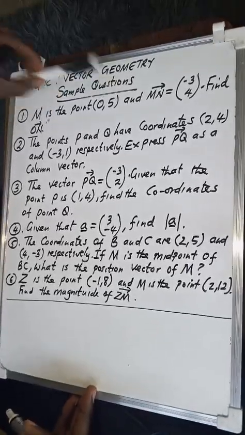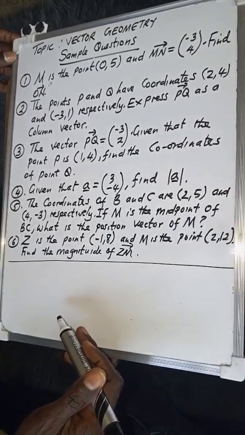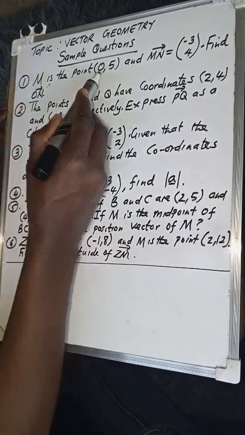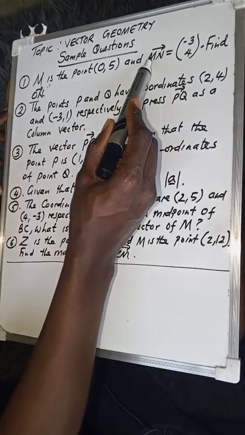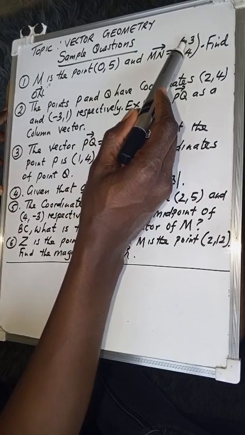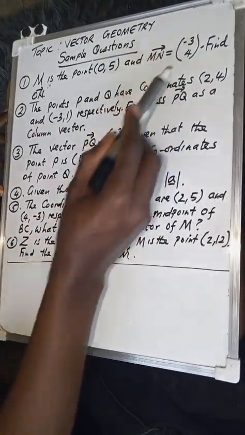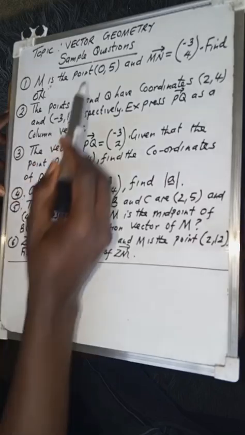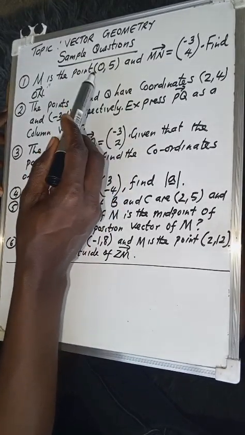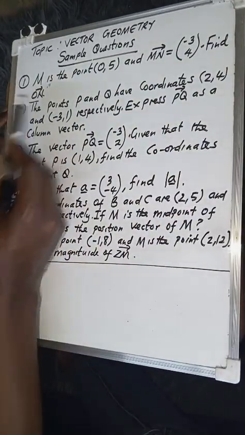So I've got a few sample questions that we can look at and see how we can go about answering them. The first one says that M is the point 0,5 and the vector from M to N is negative 3,4. Remember, that's a vector. When they write in column form, that's a vector. When they write horizontally like that, that means it's a coordinate. So find ON. They want you to find ON.